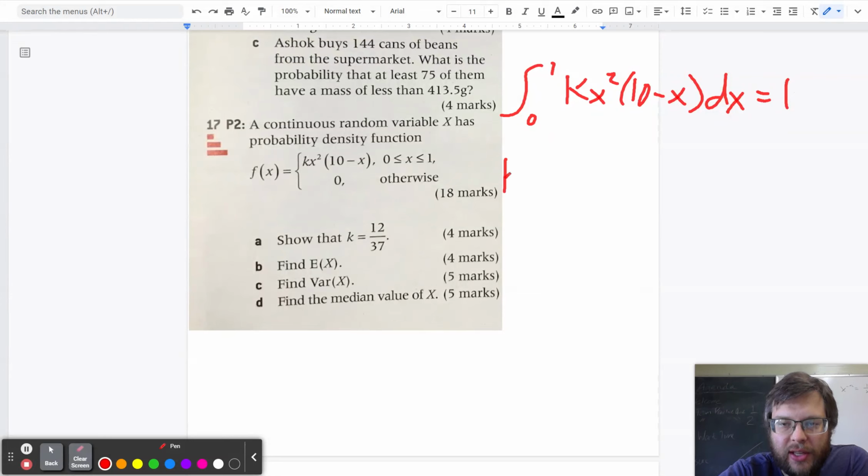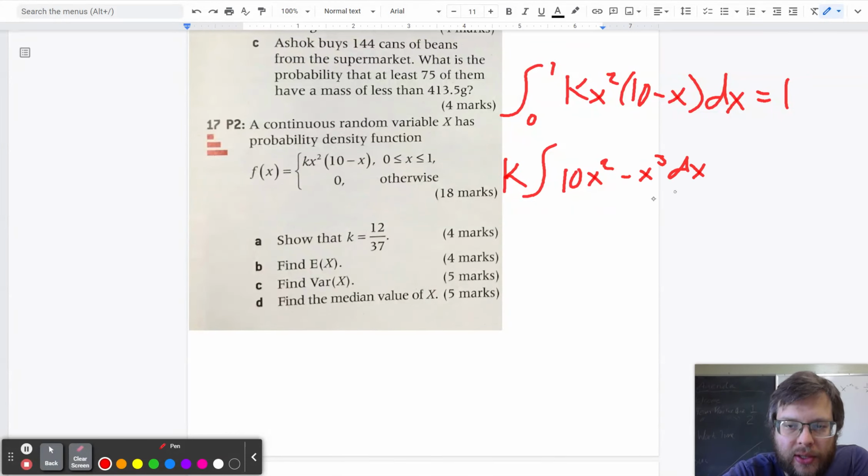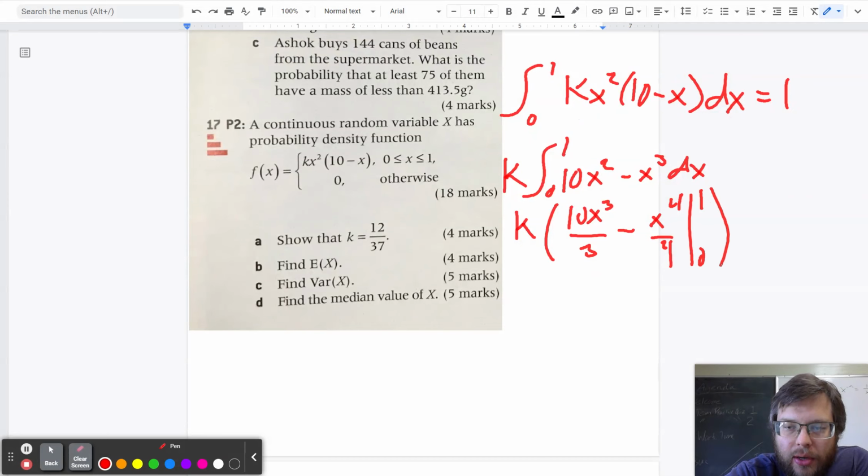And so we can take the k and just sort of factor it out. And I can distribute the x squared to have 10x squared minus x cubed dx. So that's going to be k times 10x cubed over 3 minus x to the fourth over 4. Forgot to write my bounds of integration from 0 to 1. When I plug in 1, it's all going to disappear, so I just have 10 thirds minus 1 fourth.